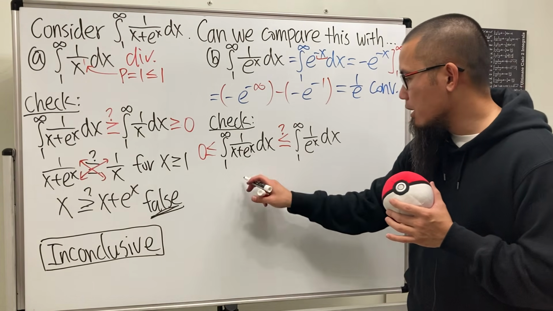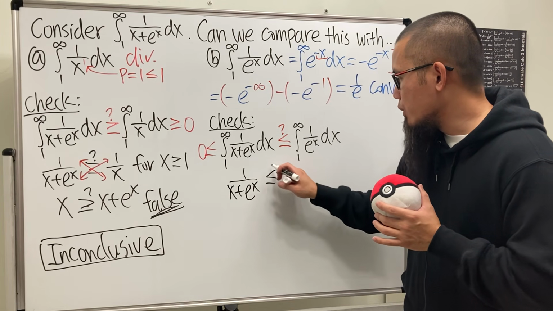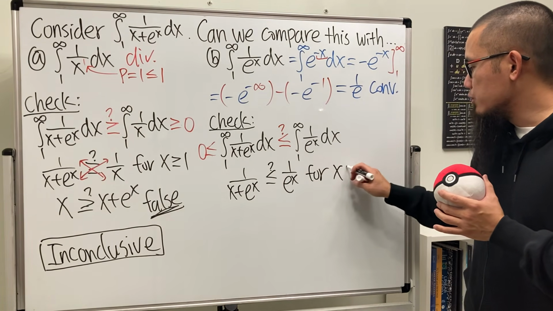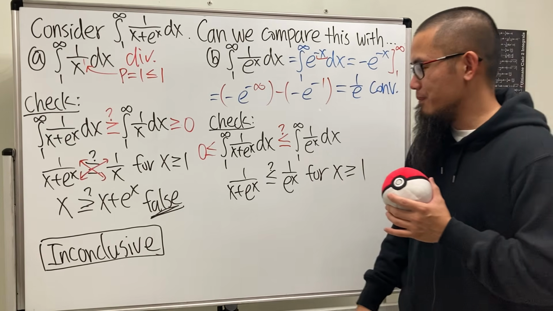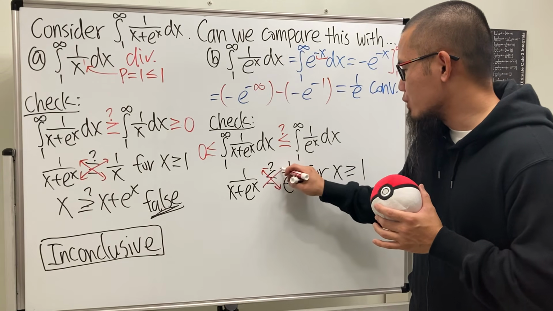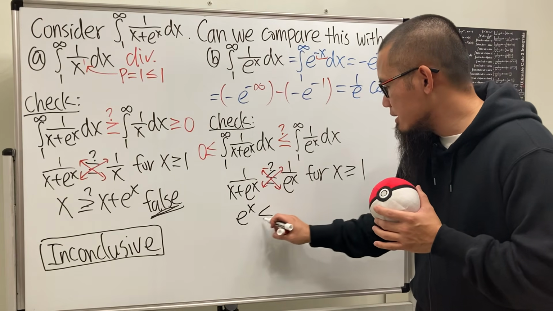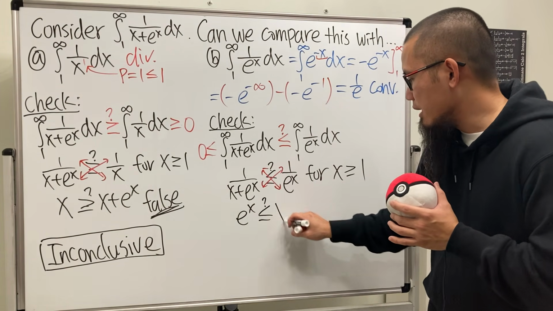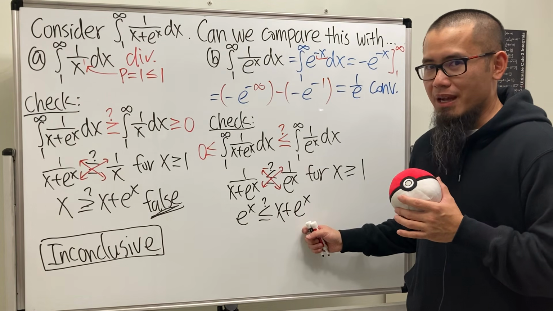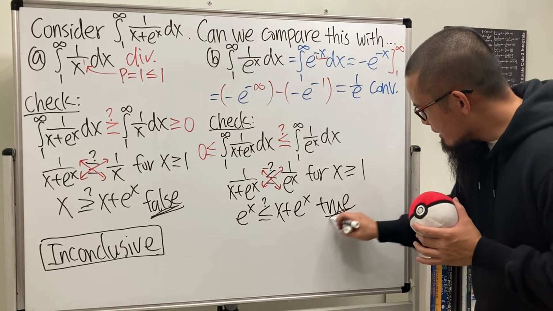And again, do the same thing. Compare the functions. 1 over x plus e to the x. Is this less than or equal to 1 over e to the x? And the interval that we care about is x greater than or equal to 1. This time it is true. And again, if you would like, you can just cross multiply to make everything really clear. This times that is that. Is this less than or equal to this times that, which is x plus e to the x? Yeah, this is so true now, right? It's really clear now. So, yay.